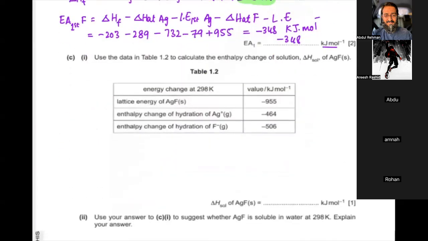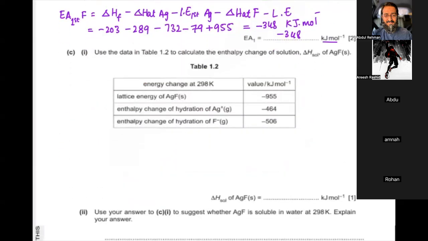Now, next part. If any one of you has any confusion till here, please do ask. Use the data in table 1.2. Okay, here it is. Calculate the enthalpy change of solution of silver fluoride.